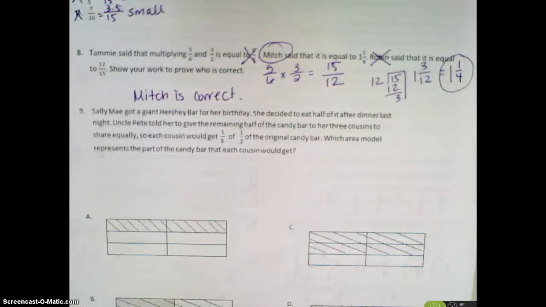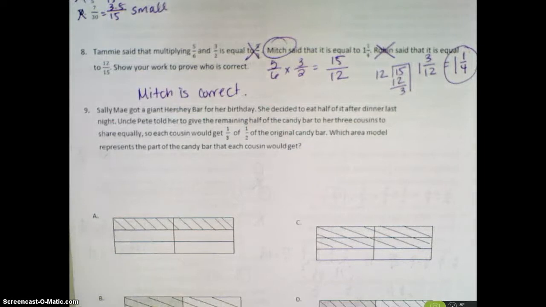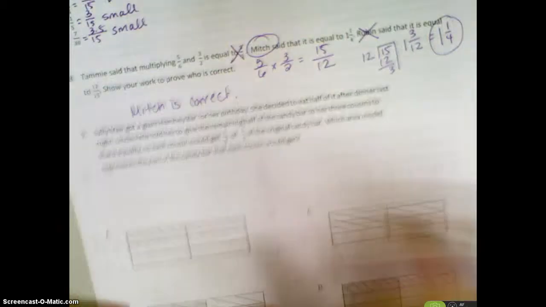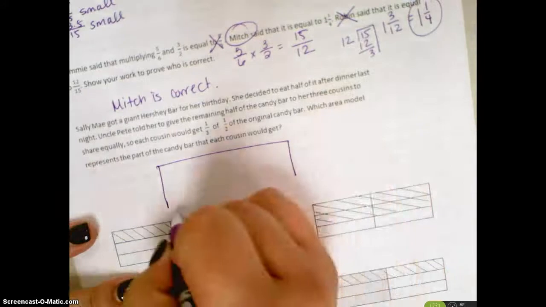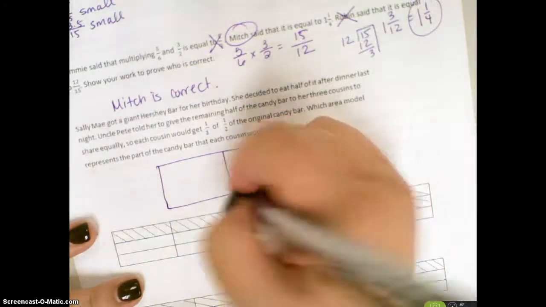Number 9, Sally Mae got a giant Hershey bar for her birthday. She decided to eat half of it after dinner last night. Uncle Pete told her to give the remaining half of the candy bar to her 3 cousins to share equally, so each cousin would get 1/3 of 1/2 of the original candy bar. Which area model represents the part of the candy bar that each cousin would get? So instead of looking at the answer choices, I'm going to go ahead and draw my own area model to start. So I'm going to split it in half and shade.